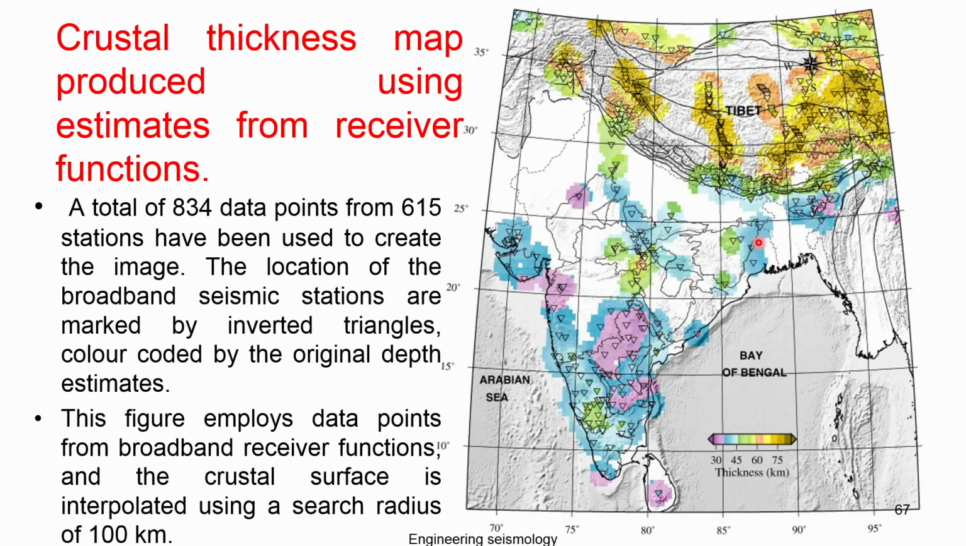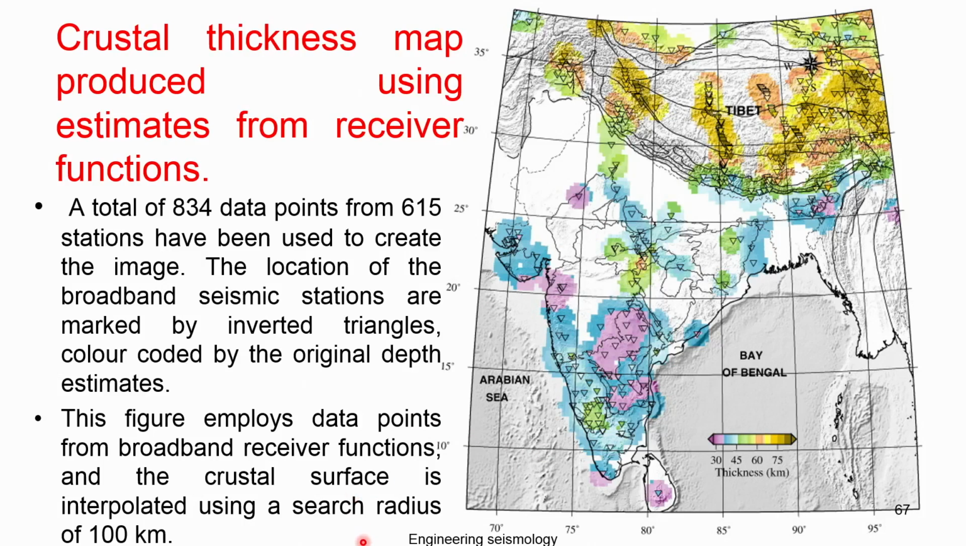has been done. That is what it indicates, because these people generally deploy stations soon after some earthquake, from funding from places, and try to understand how it varies. These people used a total of 834 data points from 621 stations to create the image. The locations of the broadband seismic stations are marked with inverted triangles, where they used the points of broadband receiver function.